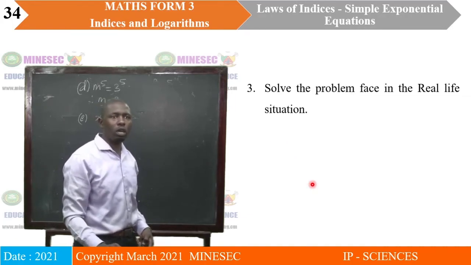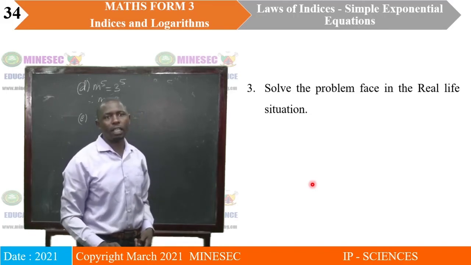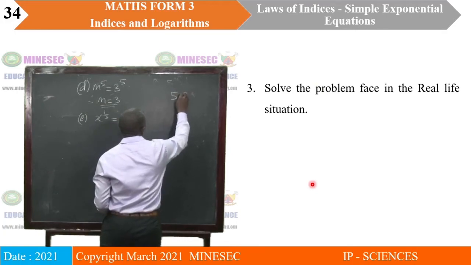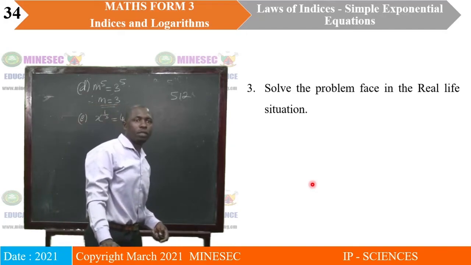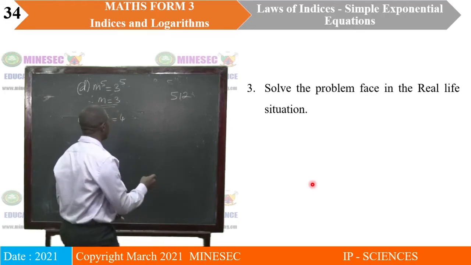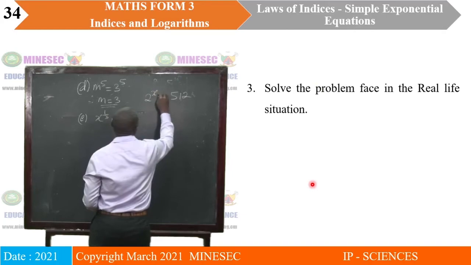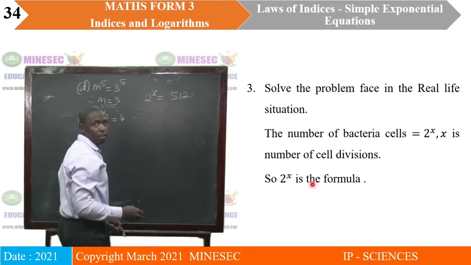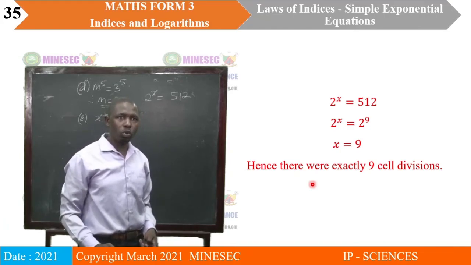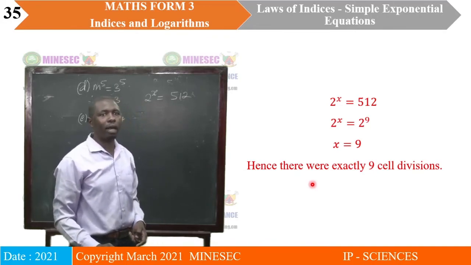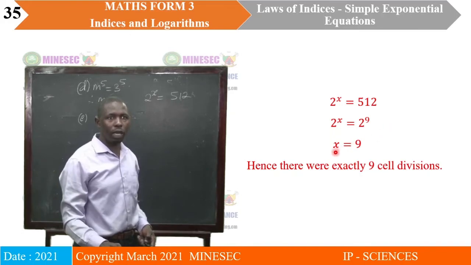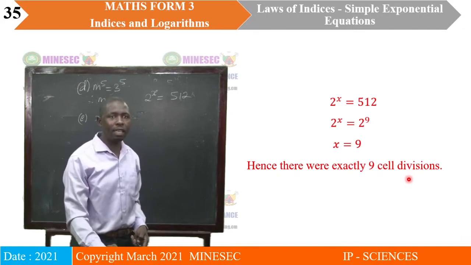So in the next question, we are expected to solve the problem faced in the real life situation. You remember the medic found himself with 512 cells. So he wanted to know the number of cell divisions that has taken place, and it was modeled by 2 raised to the power x. So if he took 2 raised to the power x to be equal to 512 and expressed 512 with the base 2, he will have 2 raised to the power 9. On the other side, 2 raised to the power x will now be equal to 2 raised to the power 9. And since the bases are all the same, the powers will definitely be equal. So x will be equal to 9. Hence, there are exactly 9 cell divisions.